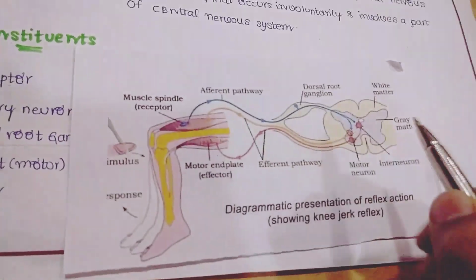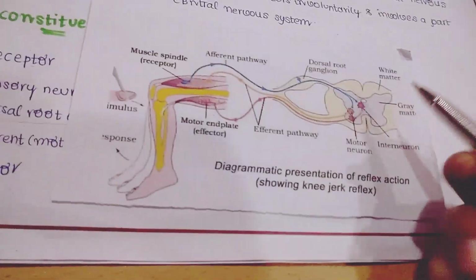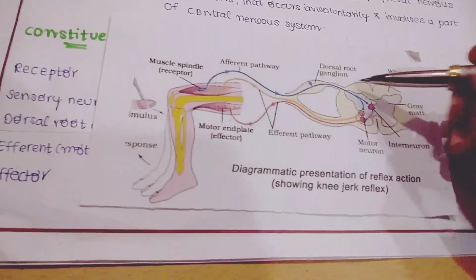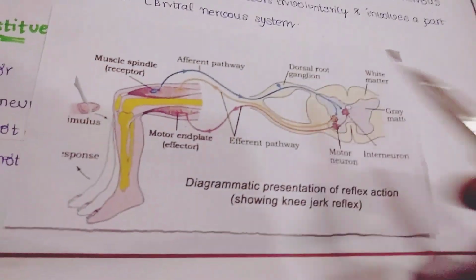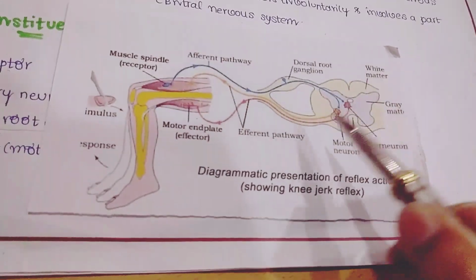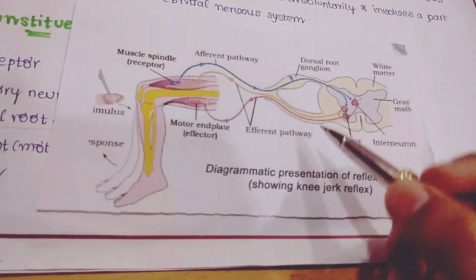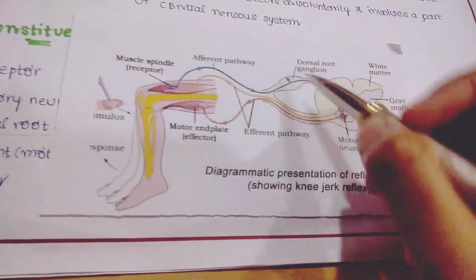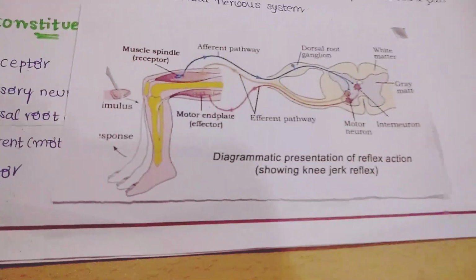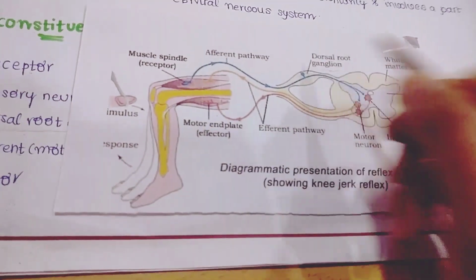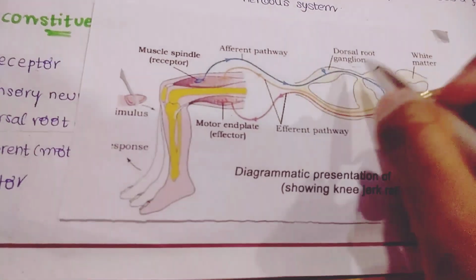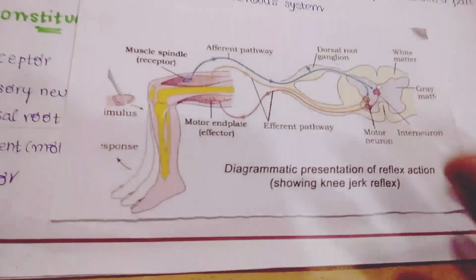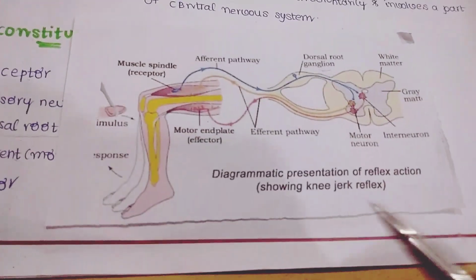What do you mean by dorsal root ganglion? See, every nerve is connected to the spinal cord through two roots. One is the dorsal root and one is the ventral root. The dorsal root is especially concerned with sensory impulses, and the ventral root is concerned with motor impulses. So this is the dorsal root and it is concerned with sensory impulses, and the ganglion here means a group of cell bodies in the peripheral nervous system. Here a group of cell bodies are concentrated. It is known as the dorsal root ganglion.